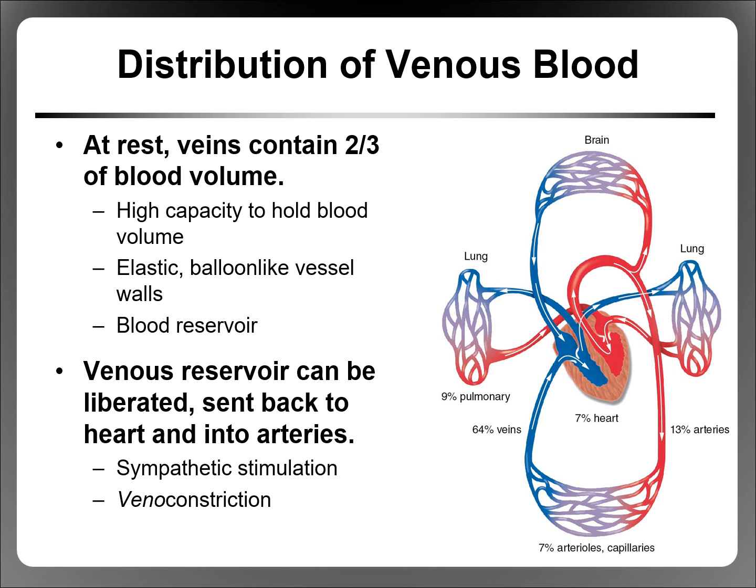So the next thing to consider is we have talked about getting all this blood to the muscles. Now, how do I get it back to the heart? And we know we do this via the veins. So at rest, our veins contain about 2/3 of our blood volume, and our veins are highly elastic and balloon-like, so they have a high capacity to hold our blood volume. You can also think of your veins as a blood reservoir. Because our veins are creating a blood reservoir, we can also liberate this and send it back to the heart and to the arteries. We do this through sympathetic stimulation and venoconstriction, or constriction of the veins.